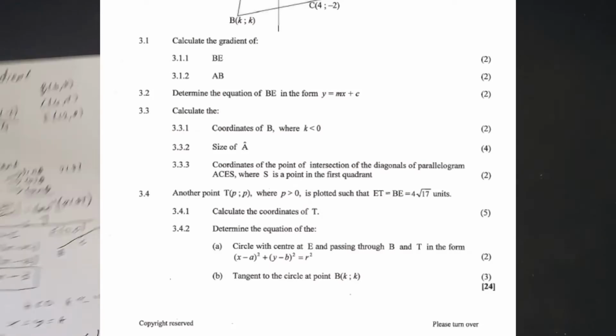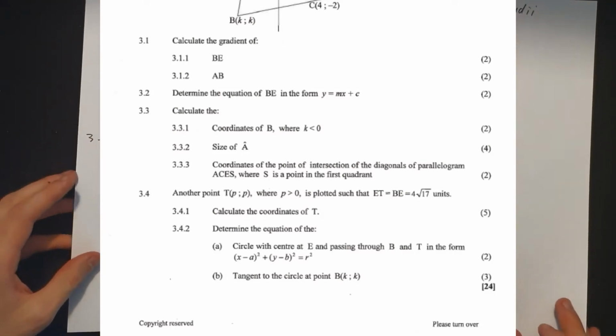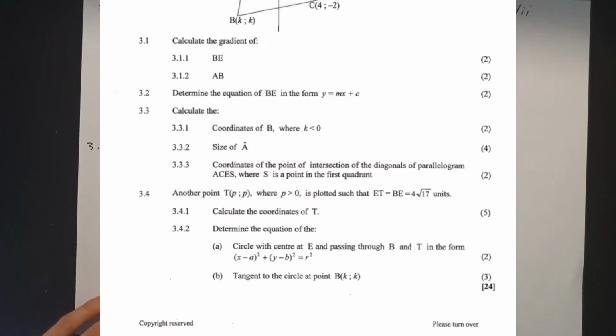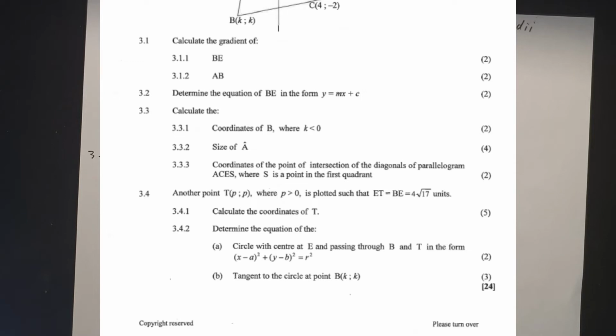Now let's have a look at the last question, question 3.4. It says another point T, which is (p, p), where p is greater than 0, so p must be positive, is plotted such that the distance ET, which equals the distance BE, is 4 root 17 units. Then it says calculate the coordinate of T.